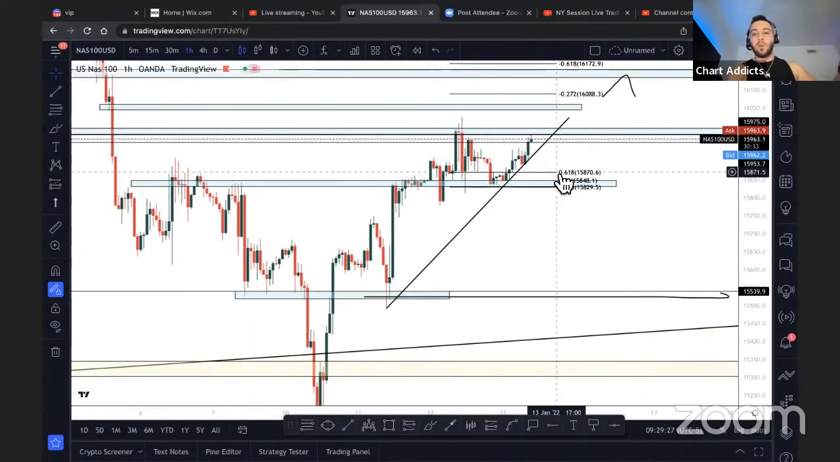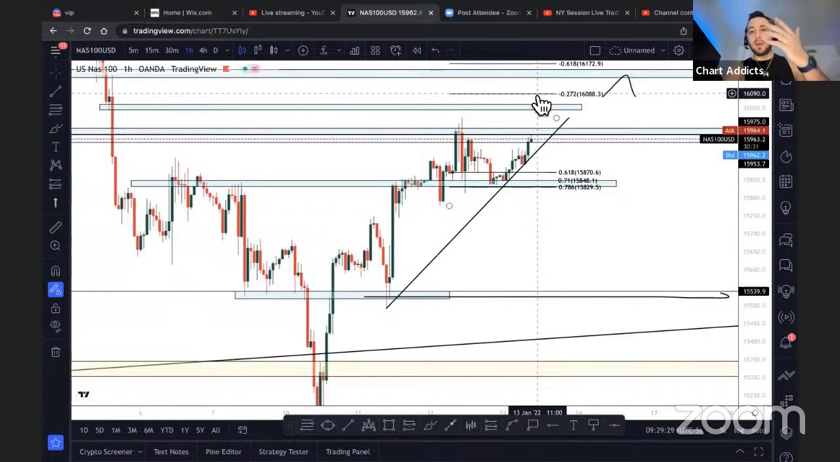So if this thing is a runaway train, if it ends up just breaking to the upside, what we can do is either wait for a fat wick down and wait for the body to close back above this area. If it closes back above that area, on the closure, I enter a piece of my position. On the next retest, I enter the second half of my position.